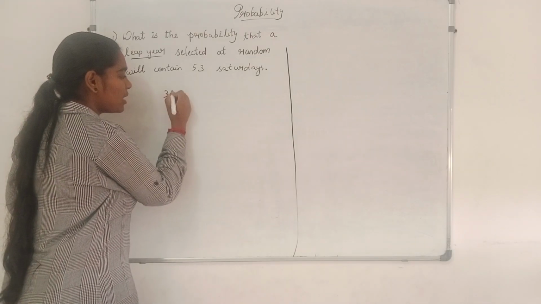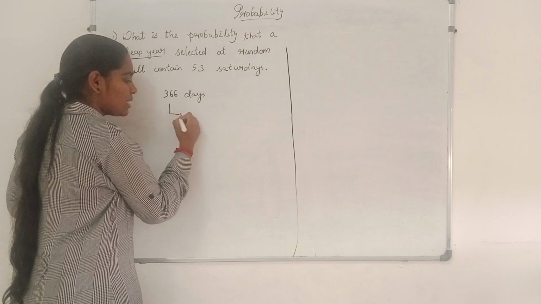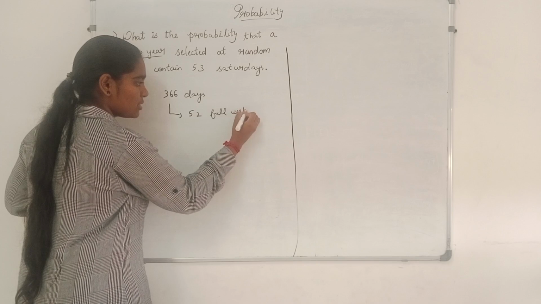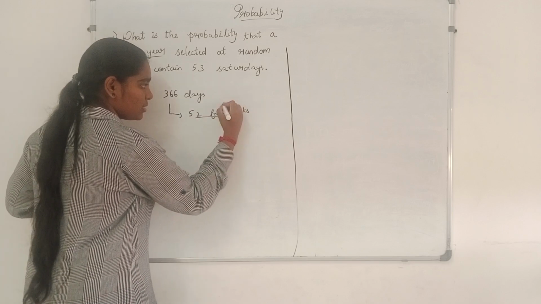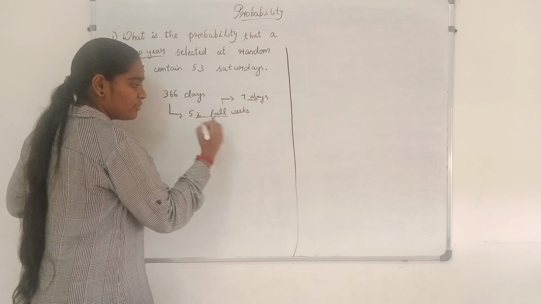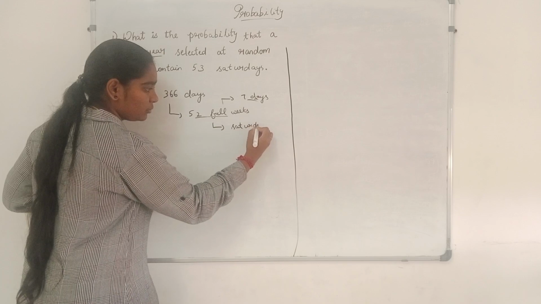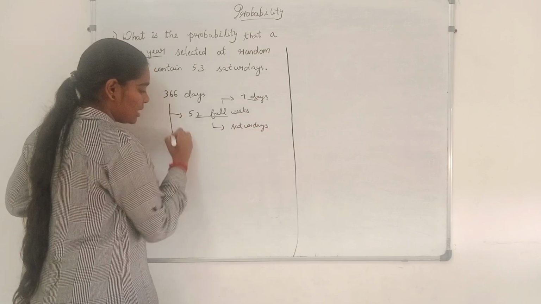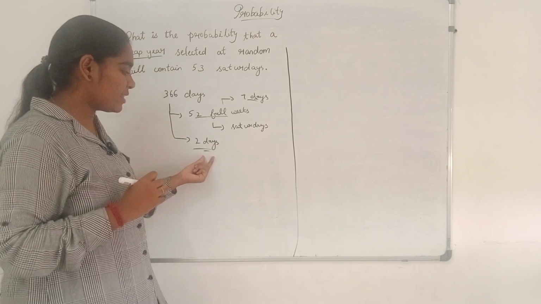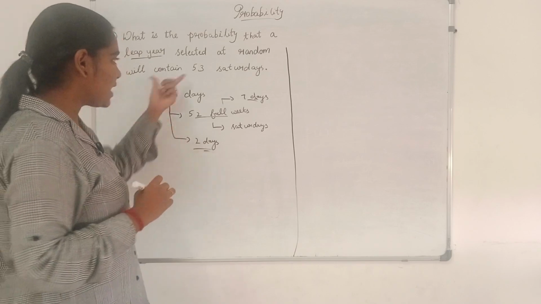So, in a leap year, there will be 366 days. In 366 days, there will be 52 full weeks. That is, 52 weeks means each week will have 7 days. So in these 52 weeks you will get 52 Saturdays, and there will be extra 2 days. So if you are finding the probability from these 2 days, you will get the answer.